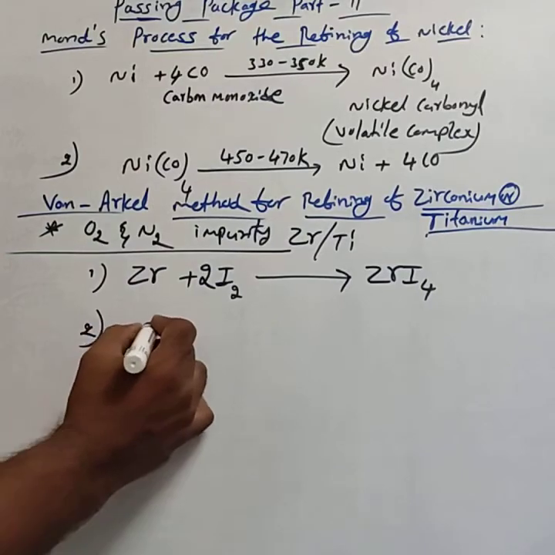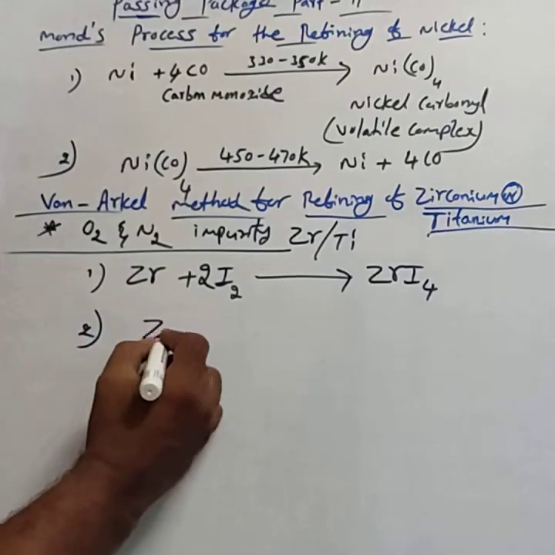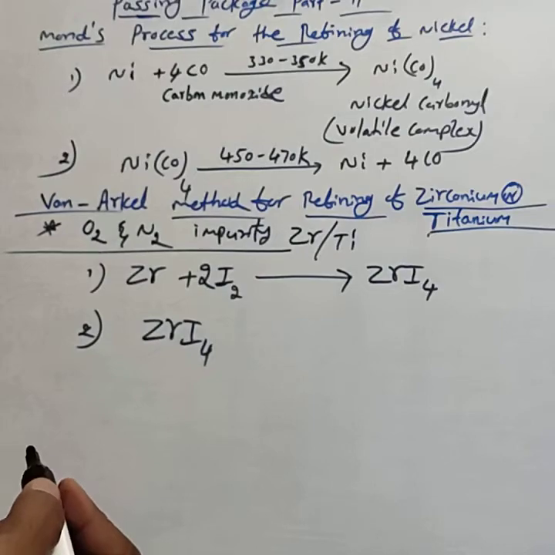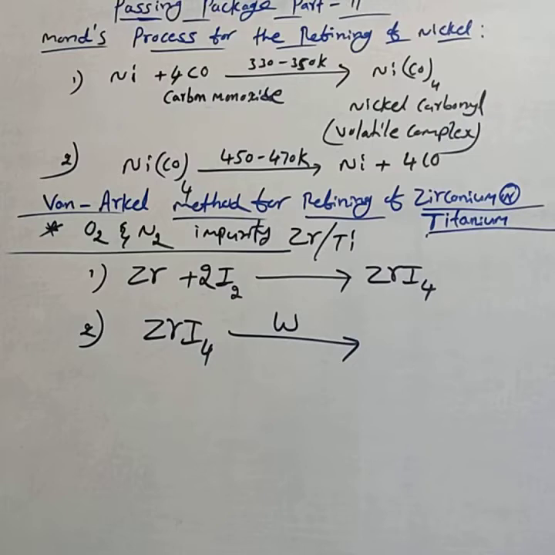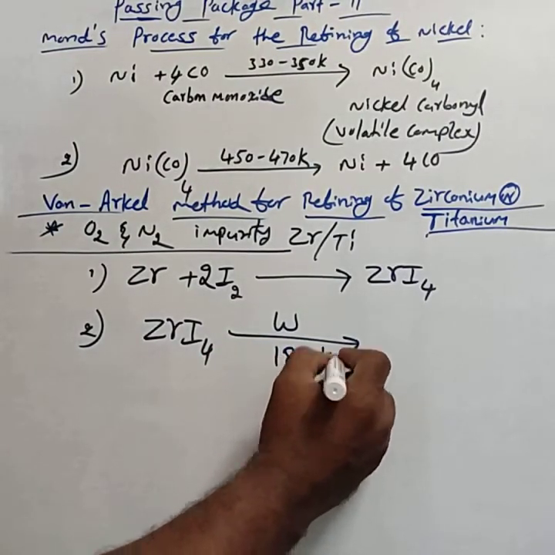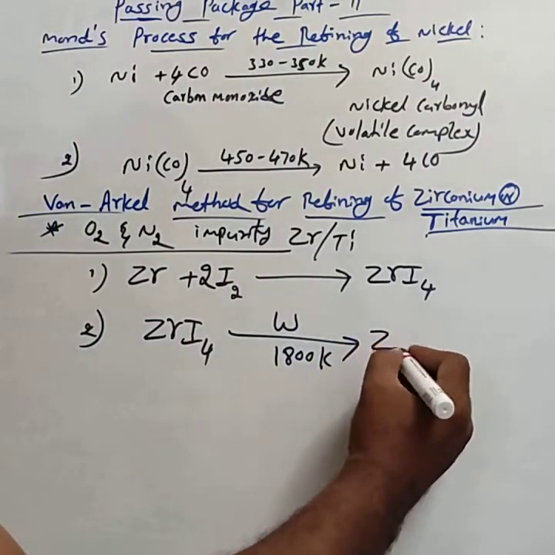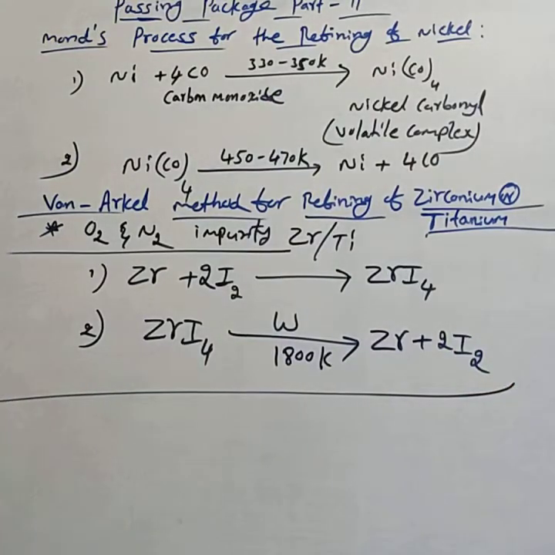Then the second step is that zirconium tetraiodide, ZrI4, is heated and decomposed on a tungsten filament, tungsten symbol is W, at a temperature of 1800 Kelvin. The zirconium tetraiodide decomposes over tungsten at 1800 Kelvin to give pure zirconium. This is about the Van Arkel process. Each step carries 1 mark.